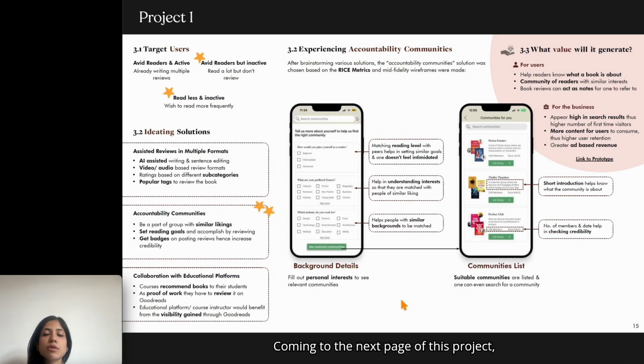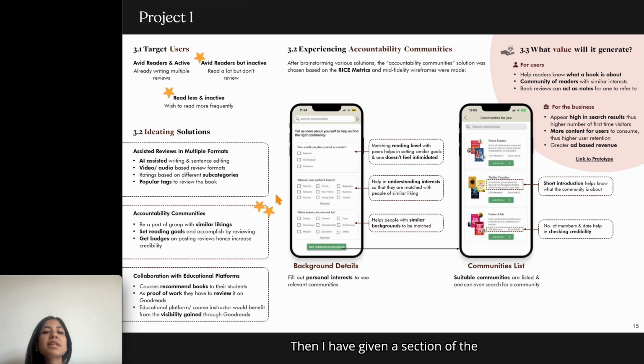Coming to the next page of this project, here I've tried to explain how I narrowed down the larger problem that I had and how I derived the solution area or the space that I'm going to present the final design in. So, showing a bit of the background work that I did. First of all, in this first section, I've mentioned the different target users that I identified and which ones are the final ones that I'm going ahead with, and which are the target users that my design is going to focus upon right now.